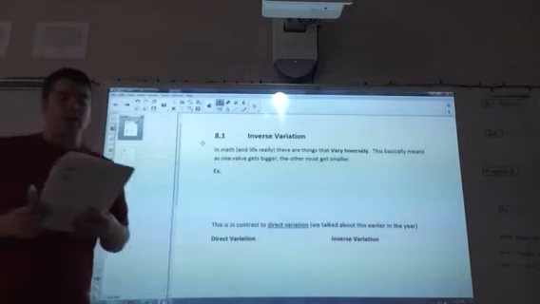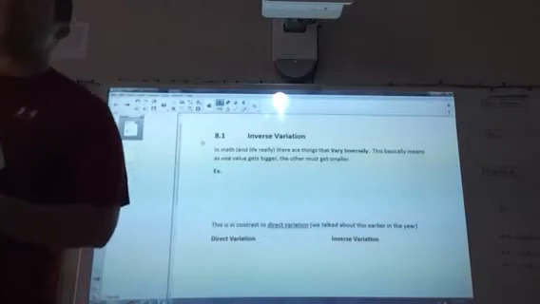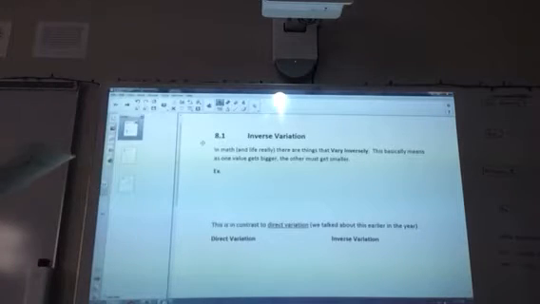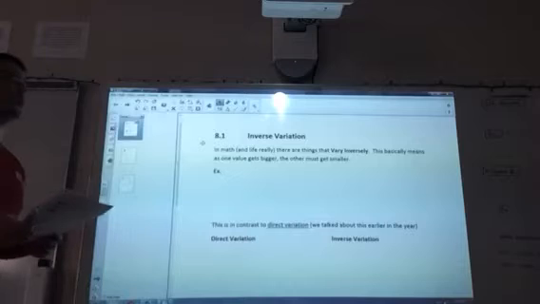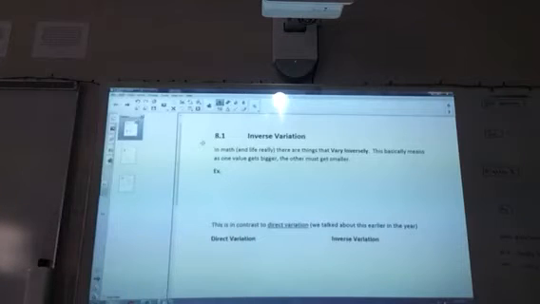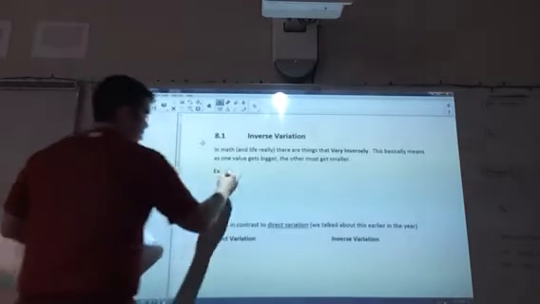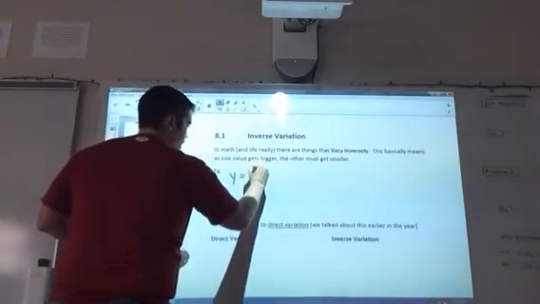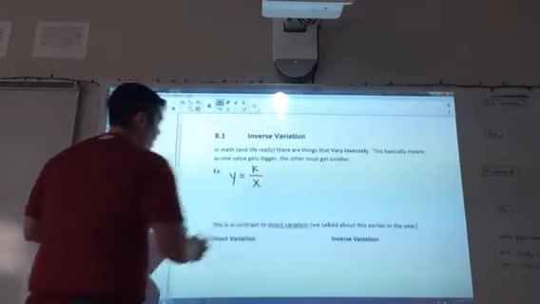All right, section 8.1 is about inverse variation. As it says at the top, in math, in life really, there are things that vary inversely. This basically means as one value gets bigger, the other must get smaller. Now when we're talking about that in math, our equation is y equals k over x.